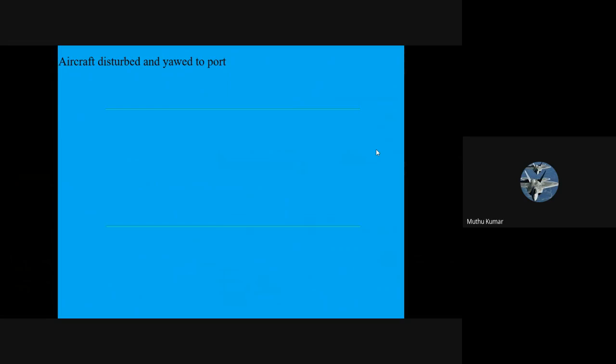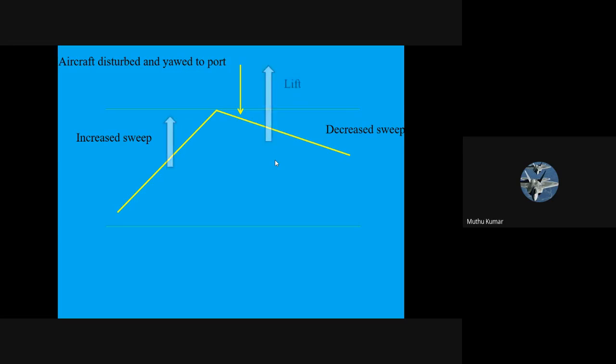Okay, so if that is the scenario, now take a look at this. If the swept back wing is yawed towards port, what will happen? It is becoming more and more like a straight wing. On the right hand side, the sweep angle is decreasing, and on the left hand side, the sweep angle is increasing. So what will happen, this will produce more lift and more drag. There is a decreased sweep and there is an increased sweep. So when 100 meters per second comes in, the right hand side wing will experience 90 meters per second, and the left hand side wing will experience 60 meters per second. So there is a differential lift created.